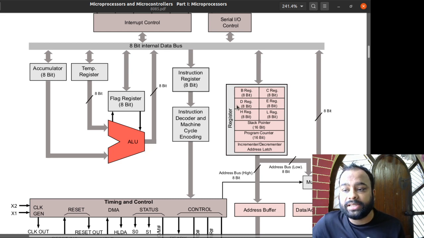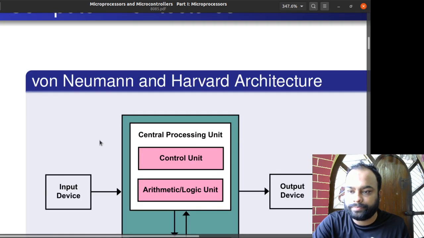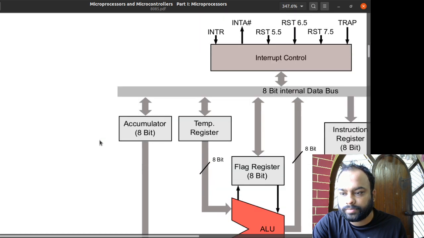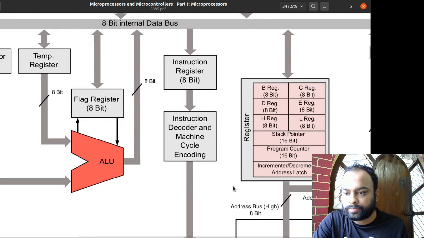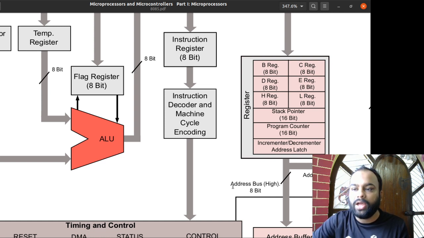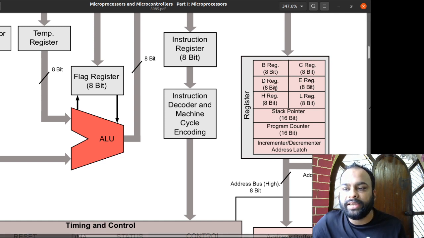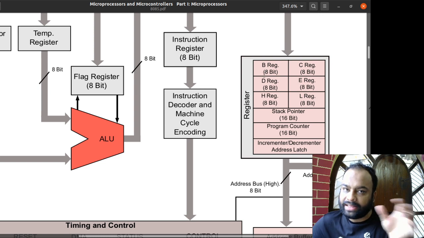And then the rest of the registers, if I zoom in even further, they do appear inside something called a register bank. We have B register, C register, D, E, H, L, and then we have some 16-bit registers. All these registers, accumulator, flag register, are all 8-bit registers because this microprocessor has an 8-bit data bus. So all the registers can contain 8 bits of data. That is how things are designed here.